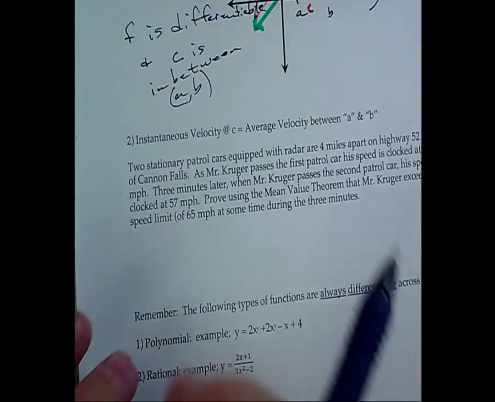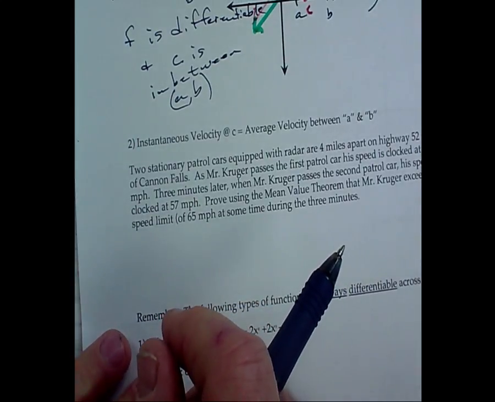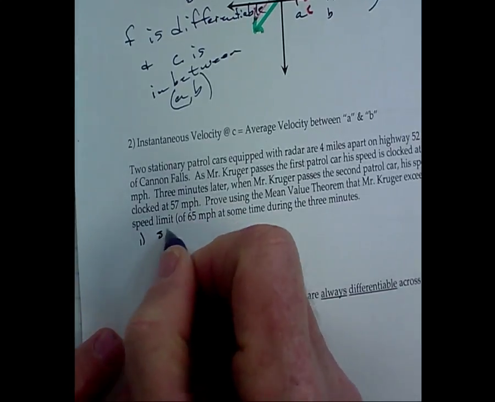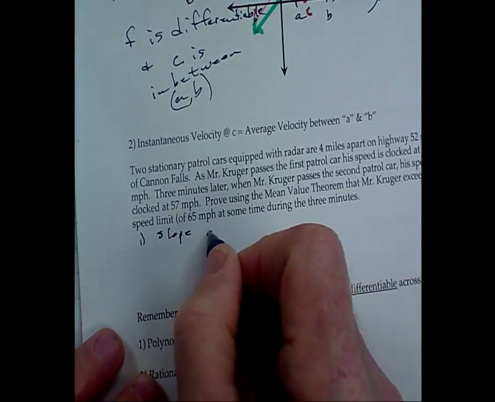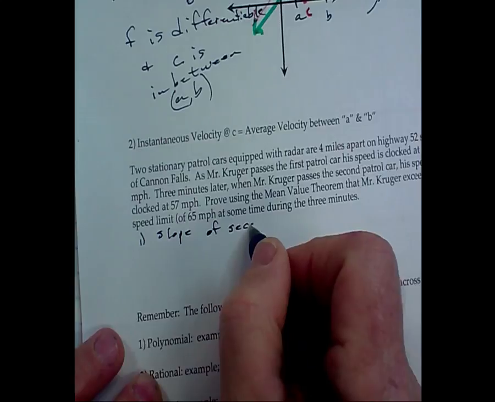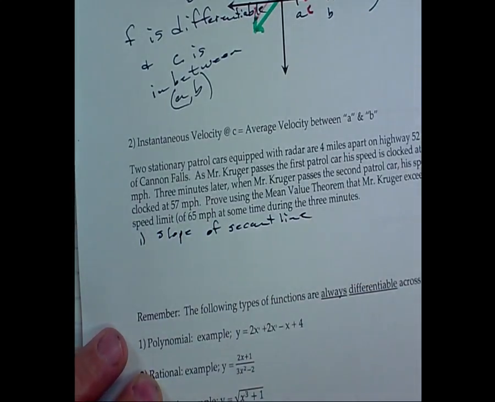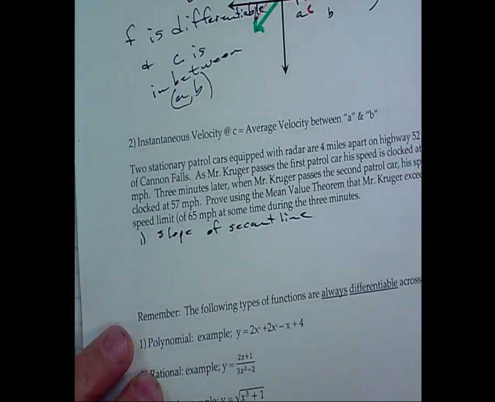So, mean value theorem. First thing I need is a slope of a secant line. How many points do I need, Julia? Two. Caitlin, two points. What's one of those points, do you think?